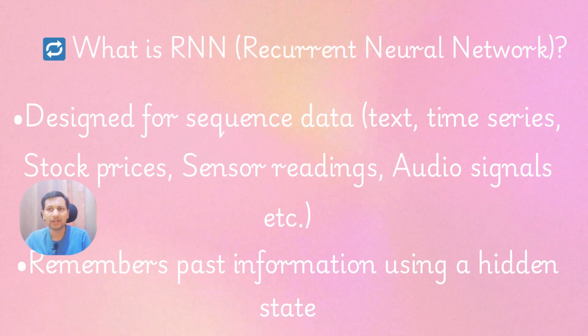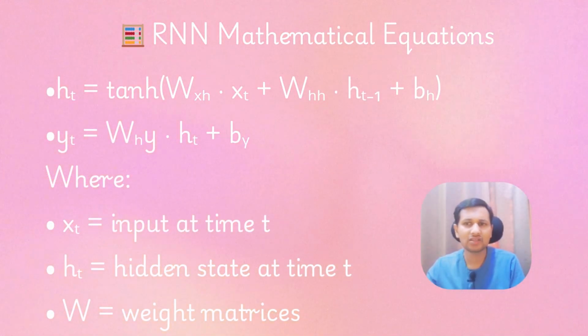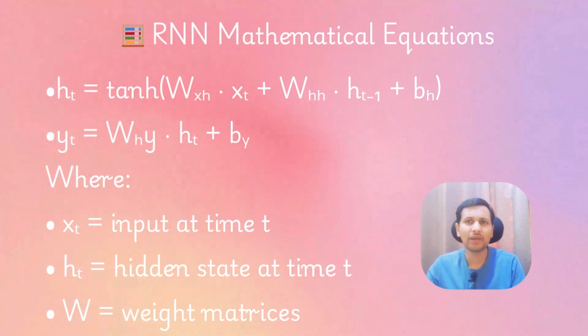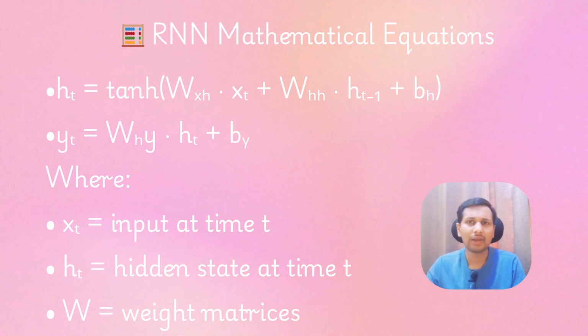So let us go through the mathematical equation. Suppose we have xt as input, ht as hidden state, and W as the weight matrices. Like other neural networks, weights and bias are added with each layer. So we can calculate ht equal to tanh, which is the activation function, of W_xh into xt plus W_hh into ht minus 1. Here ht minus 1 is the memory of the previous hidden state at t minus 1, plus bh. So bh is the bias added at the hidden state, and yt is the output.